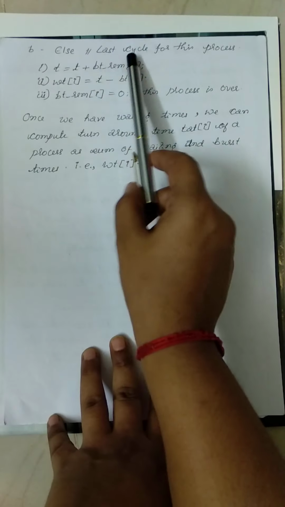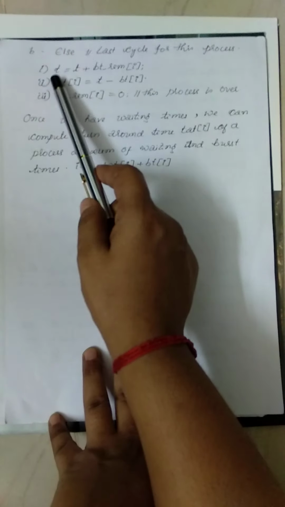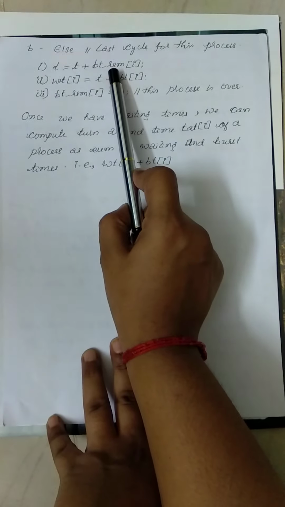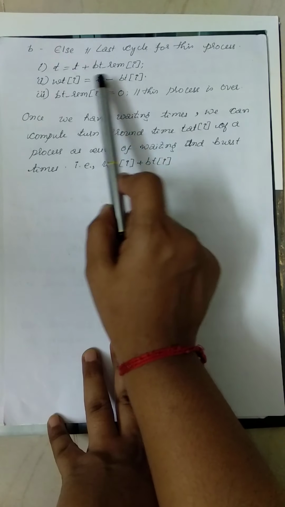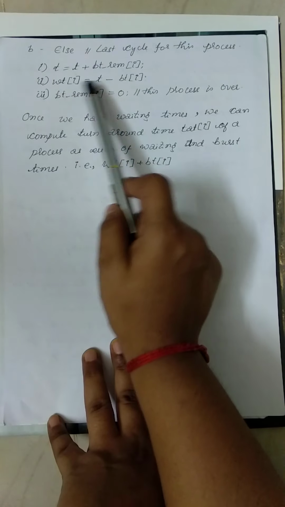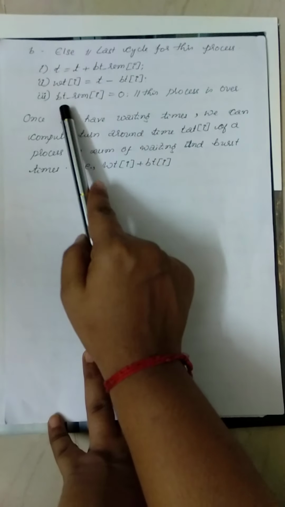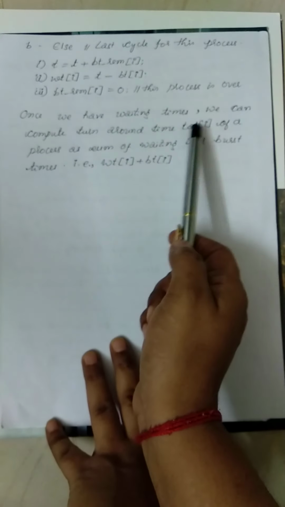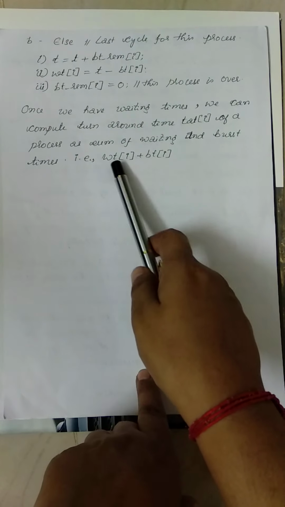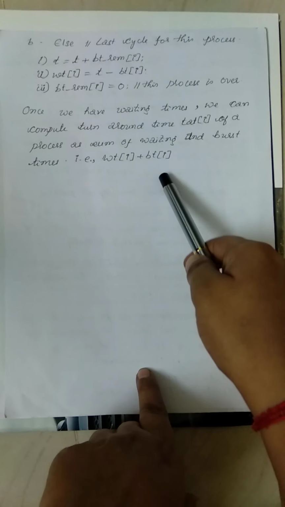Then that will be the last cycle of that particular process. Then increment the time with the remaining burst time, find out the waiting time by subtracting burst time from the current time, and assign 0 to the remaining burst time. That means the process completes its execution. Once we have this waiting time, we can compute turnaround time by the following formula: waiting time plus burst time. Okay, this is the design part.